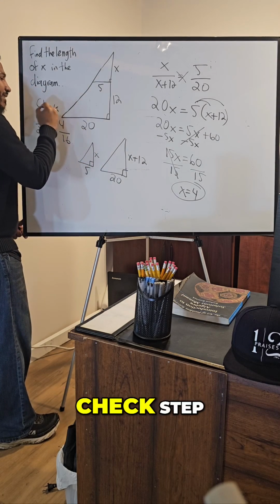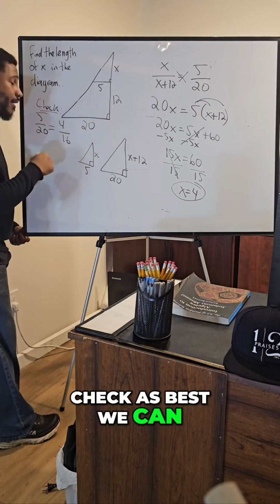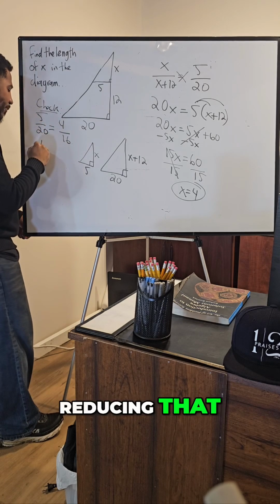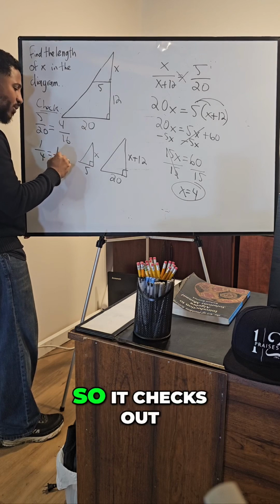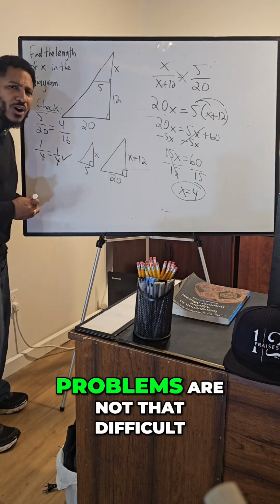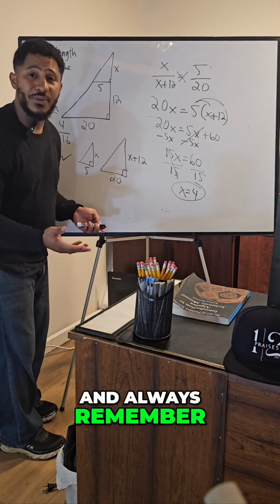So this is my check step, you always want to check as best we can. 5 divided by 20, reducing that, we get 1/4. And 4 divided by 16, we reduce that, we get also 1/4. So it checks out. So again, these type of word problems are not that difficult. They just aren't. And always remember, math is everywhere.